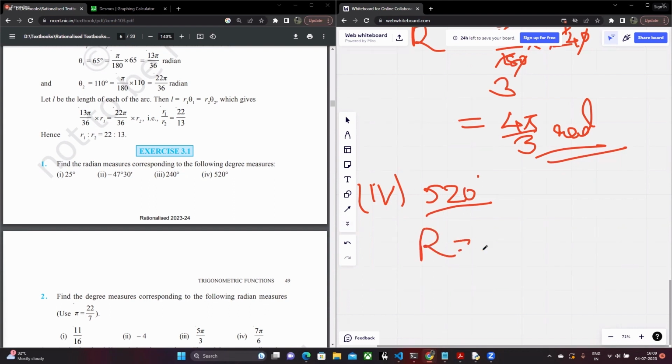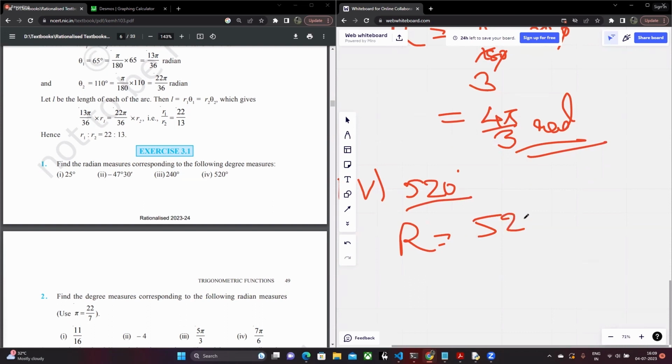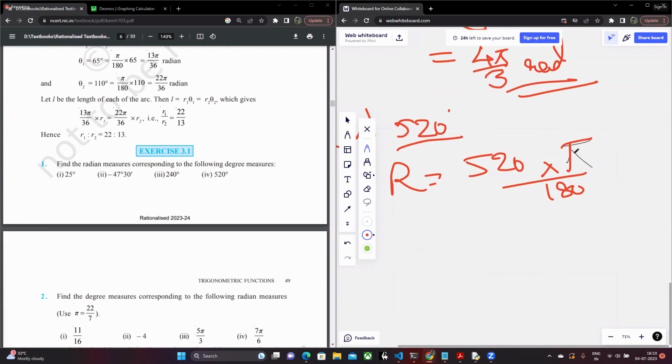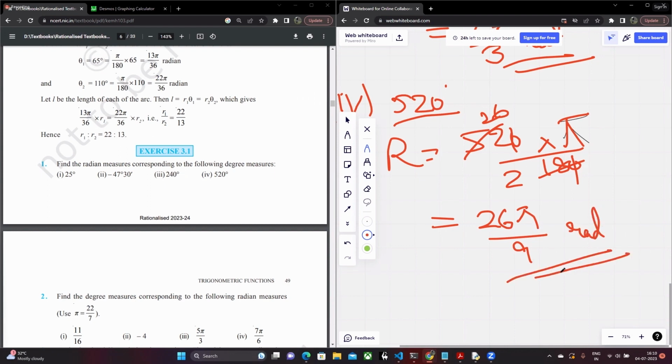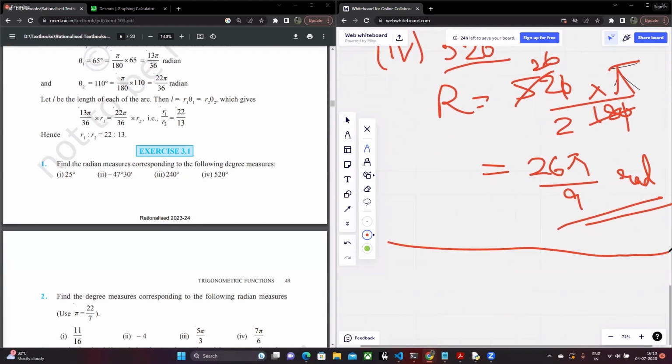Right. So you have the fact that the radian measure is going to be 520 times pi by 180, right? I'm sorry for my shoddy handwriting. This is pi again. Yeah, this is going to be pi, right? And I'll cut a 0 over here. I'll cut a 2 here, a 2 here. So you basically get 26 pi divided by 9 radians. Right. And that finishes the first question.